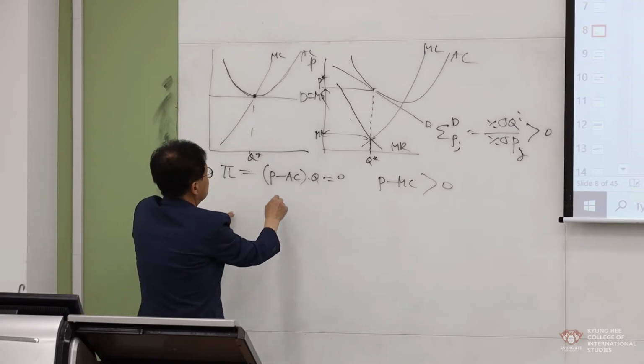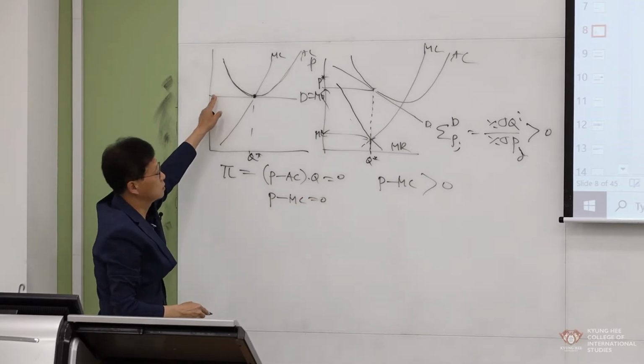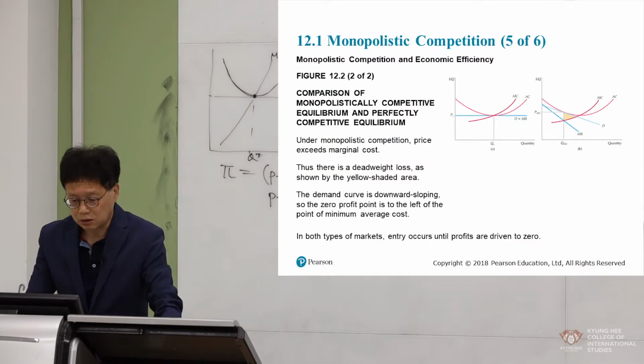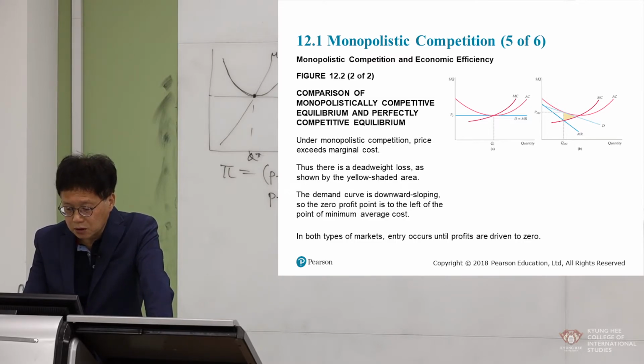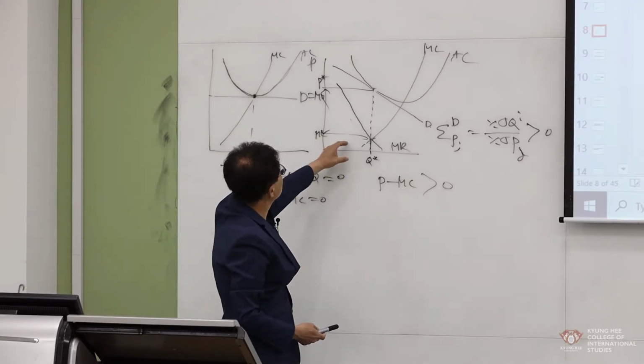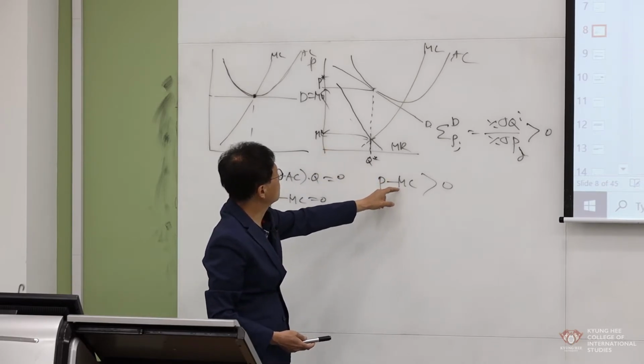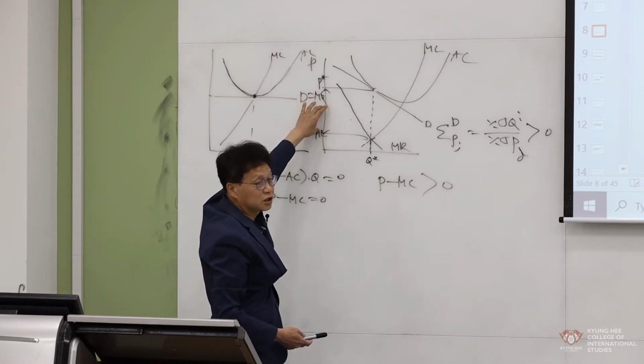But here, price equals marginal cost, and the market is perfectly competitive. That is the difference. In monopolistic competition, price exceeds marginal cost. Thus, there is a deadweight loss. This figure exaggerates the gap. The price-marginal cost gap is exaggerated, right?